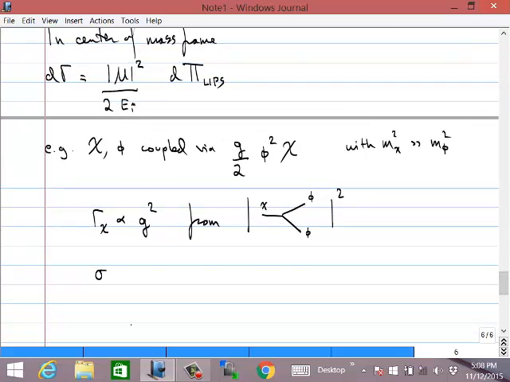And similarly, the scattering cross-section of two phis into two phis will be proportional to the coupling to the fourth, coming from the square of a diagram that looks like this, where you have some scattering of two phis off of each other by the exchange of a chi particle.